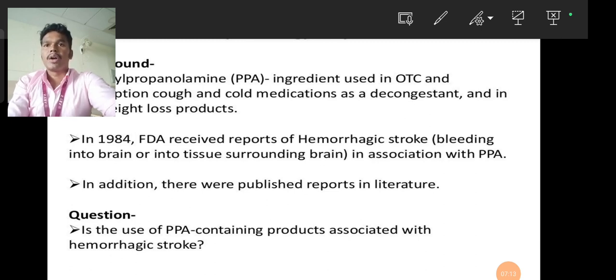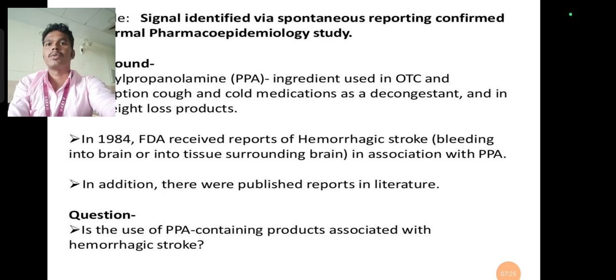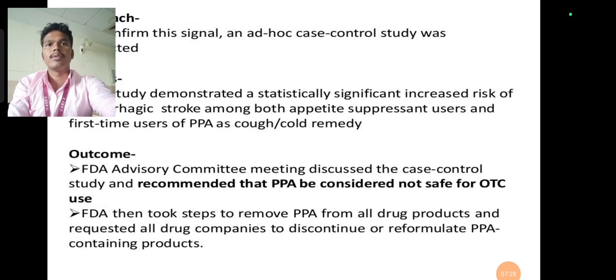As an approach to confirm the signal, an AdHOC case control study was conducted. The study demonstrated a statistically significant increased risk of hemorrhagic stroke among both appetite suppressant users and first-time users of PPA as cold or cough remedies. The outcome was that an FDA advisory committee meeting discussed the case control study and recommended that phenylpropanolamine be considered not safe for OTC use. The FDA then took steps to remove that drug from all drug products and requested all drug companies to discontinue or reformulate PPA-containing products.